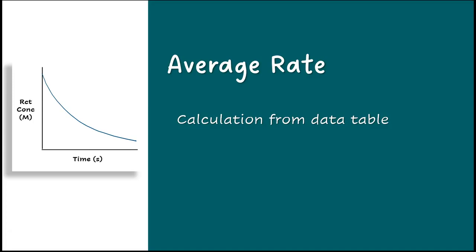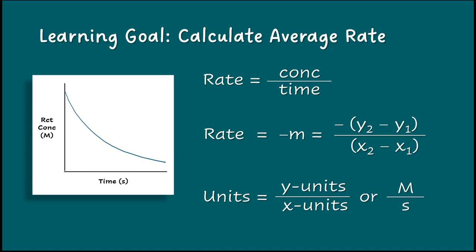In this video, we will learn how to calculate an average rate. If we have data of concentration versus time, either a plot like we see here or a data table like we'll use in the example, we can calculate the average rate over any two data points. And we do this by calculating the slope over that interval.